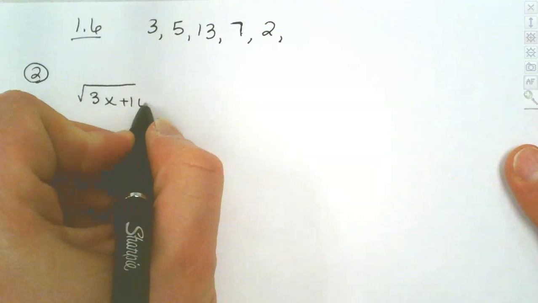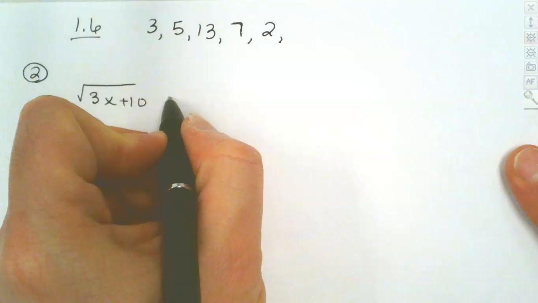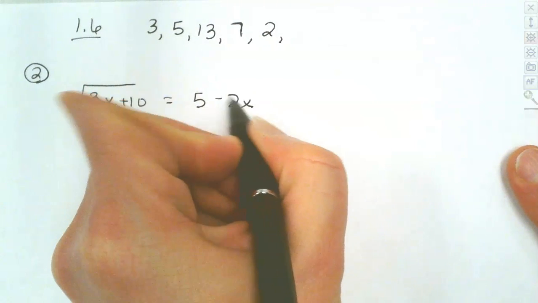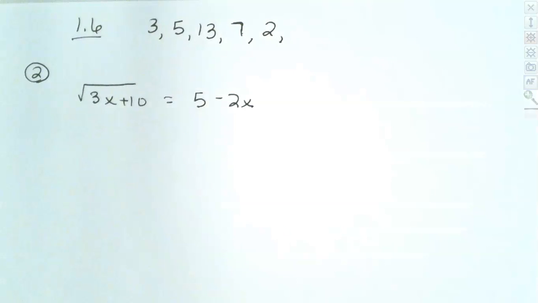And this one involves a square root. Now, how do we handle the square roots? Well, there's certain things we need to remember. When we work with square roots, what's the opposite of a square root? A square, okay? So a square and square root undo each other. That's like addition and subtraction.